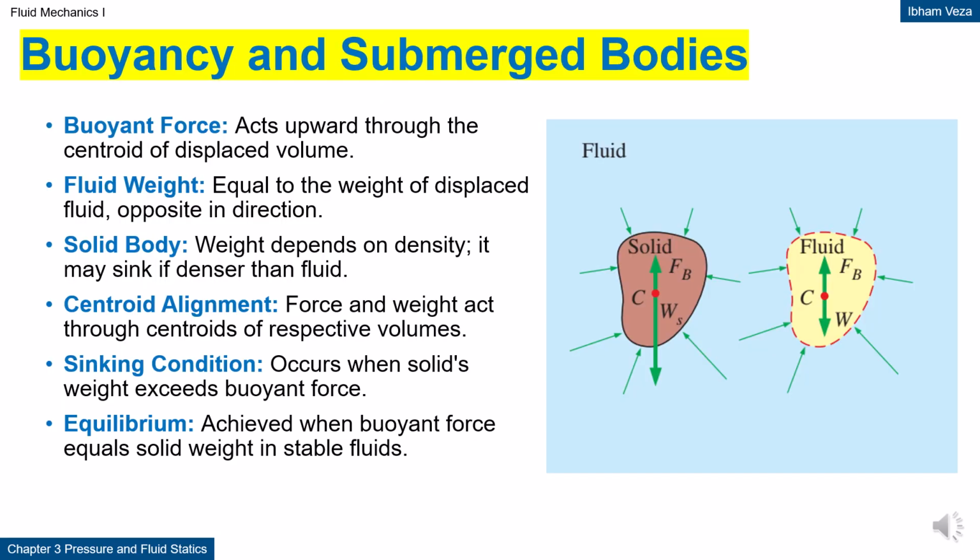Buoyancy and submerged bodies. The buoyant force acts upward through the centroid of the displaced fluid volume. The magnitude of this force equals the weight of the displaced fluid. The weight of the body itself acts through its center of mass. If the body's weight is greater than the buoyant force, the body will sink. This principle is known as Archimedes' principle.